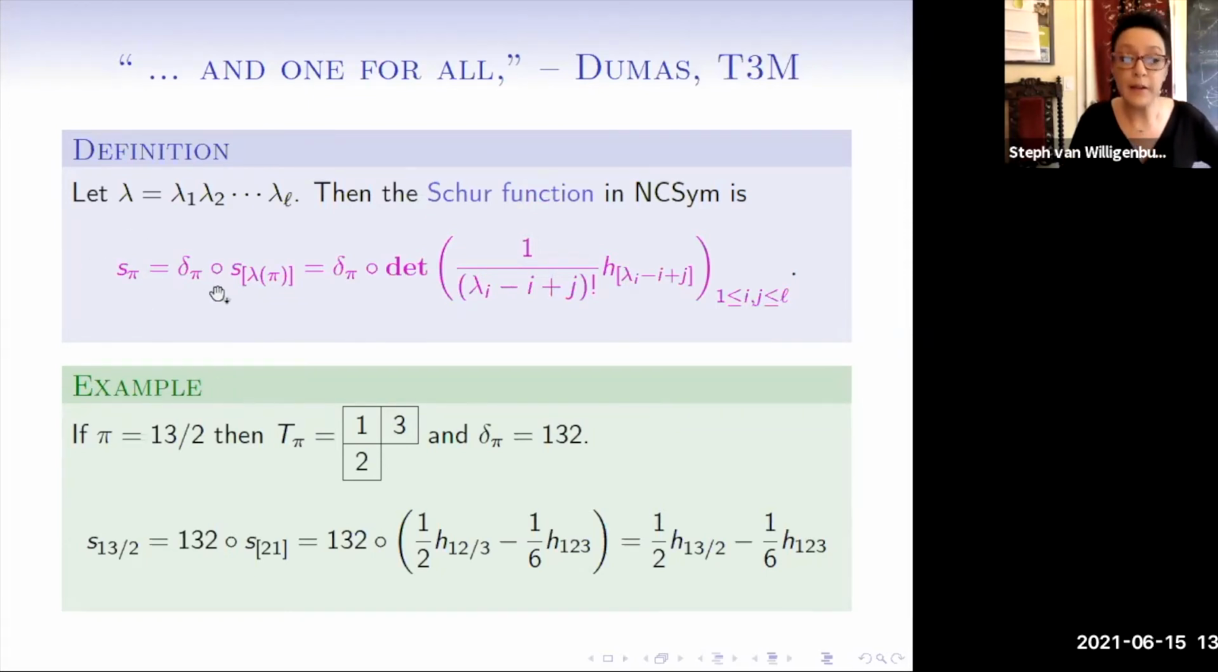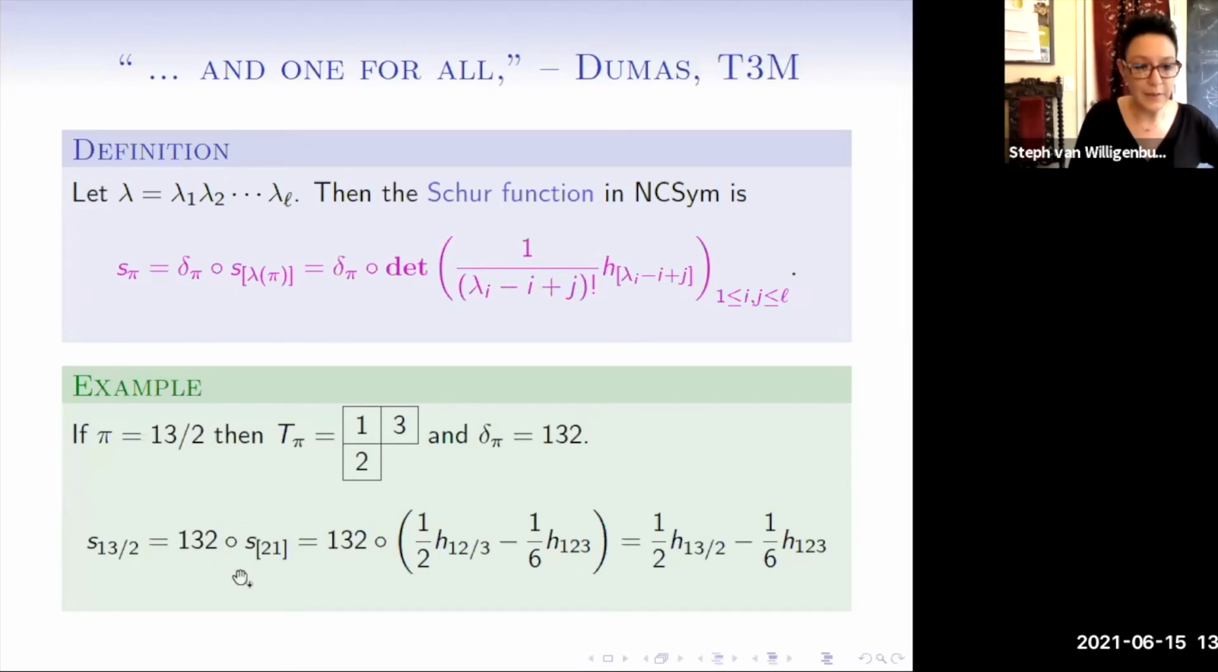Then with this in mind, the Schur function in NC-Sim, S pi, is going to be our source Schur function S lambda of pi, and then we're going to let delta pi that we saw on the previous slide act. So let's do an example. If pi is 1, 3, 2, then by definition t pi is 1, 3, 2, and thusly delta pi is 1, 3, 2. So then our Schur function in NC-Sim S132 is going to be, well, we take our source Schur function S21, we let 132 act on it.